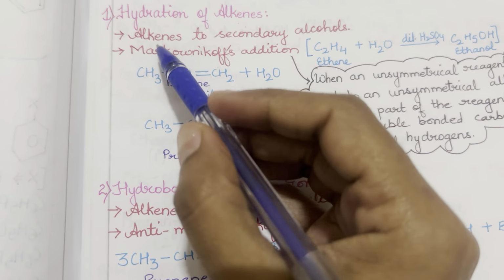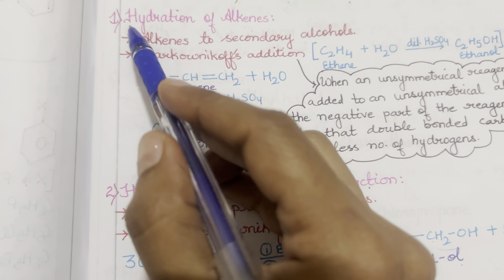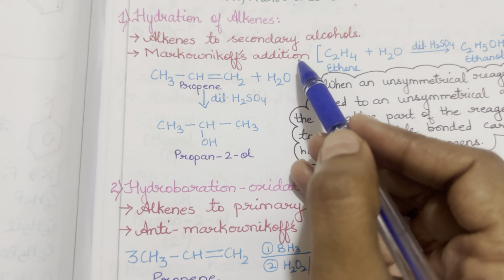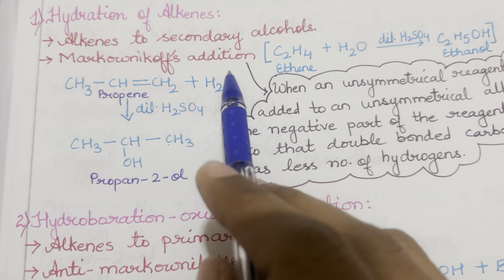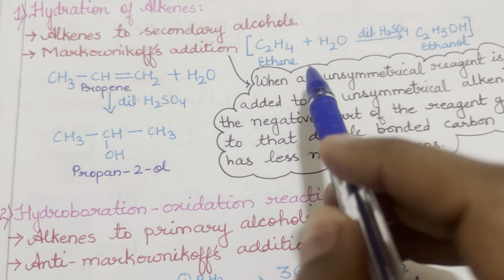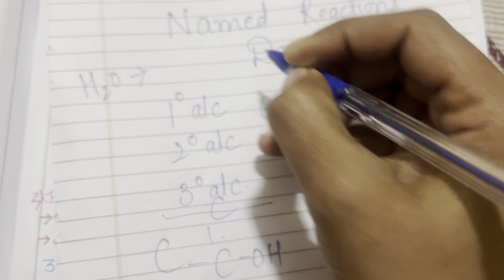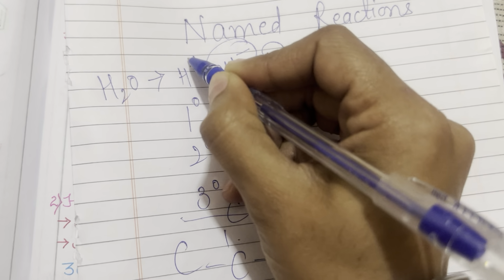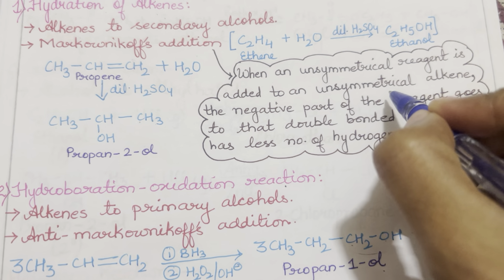So the first one here is hydration of alkene. Here in this case, water is added, that's why we have used the word hydration. In this case, the addition is Markovnikov addition. As you all are aware, in class 11th we have studied Markovnikov addition. What used to happen is that an unsymmetrical reagent, that is H2O, when H2O is broken, it always breaks down into H positive and OH negative. So there is a negative part and there is a positive part. So this is an unsymmetrical reagent, which is added to an unsymmetrical alkene.